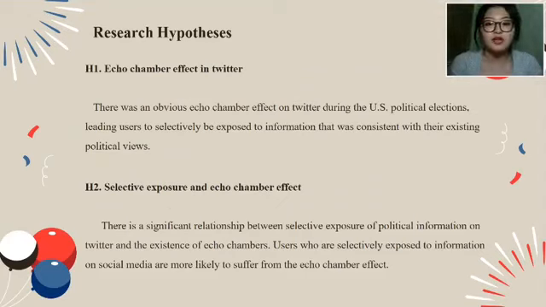Hypothesis 1. Echo chamber effect in Twitter. There was an observed echo chamber effect on Twitter during the US presidential elections, leading users to be selectively exposed to information that was consistent with their existing political views. Hypothesis 2. Selective exposure and the echo chamber effect. There is a significant relationship between selective exposure to political information on Twitter and the extent of echo chambers. Users who are selectively exposed to information on social media are more likely to suffer from the echo chamber effect.